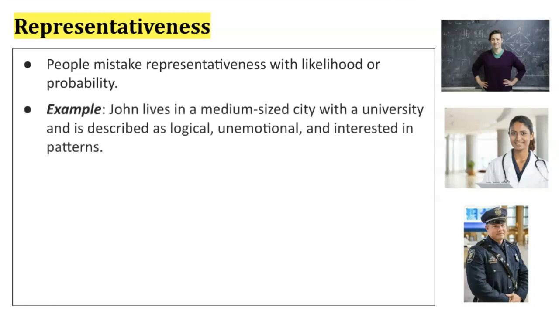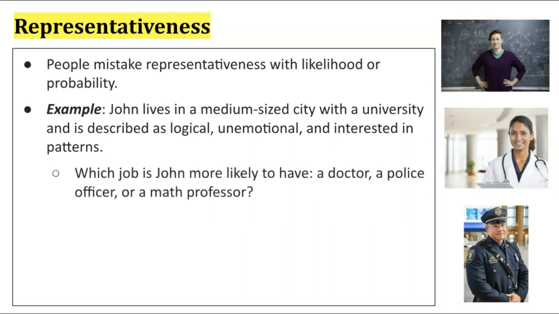So here's the example. John lives in a medium-sized city with a university and is described as logical, unemotional, and interested in patterns. Which job do you think John is more likely to have? A doctor, a police officer, or a math professor? So go ahead and make your guess. He lives in a medium-sized city with a university. He is described as logical, unemotional, and interested in patterns.